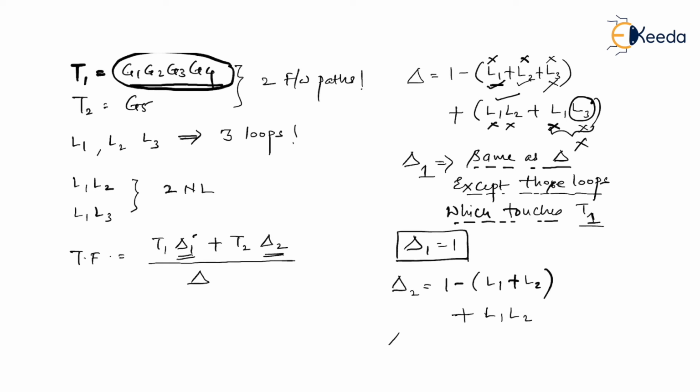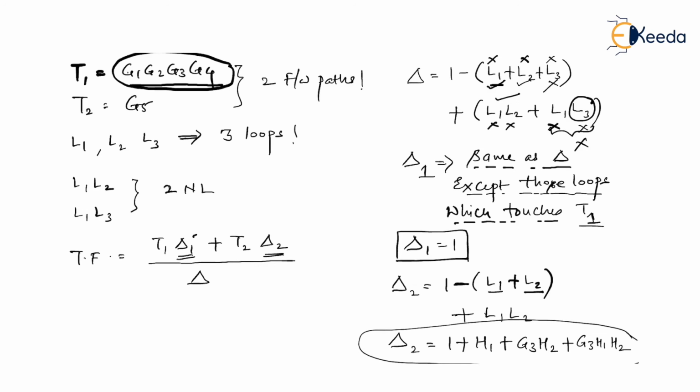Let me just substitute the values of L1 and L2 together. 1, L1 and L2 are individually negative, but since we have got a negative sign outside, it will become positive. So it is 1 plus the value of L1, which was H1, plus the value of L2, which was G3H2, plus the value of L1 L2, that is nothing but the product of L1 and L2 together, which will give you G3H1H2, and this is nothing but the value of delta 2.